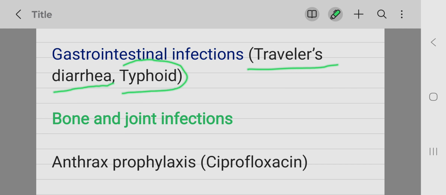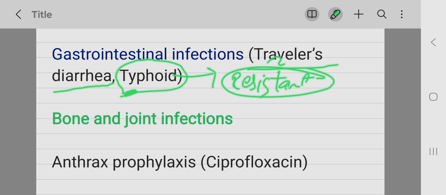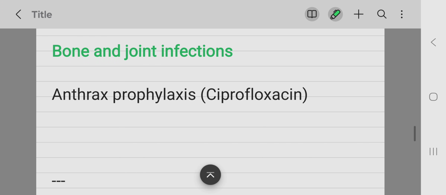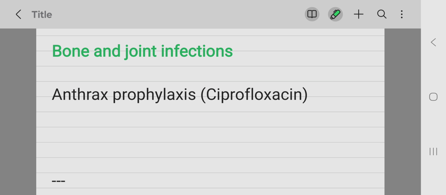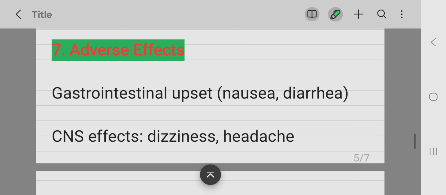and typhoid can also be treated by using quinolones. Typhoid is now resistant to these drugs because these drugs are very widely used and therefore resistance is developing. Bone and joint infections and anthrax prophylaxis are also indications for fluoroquinolone therapy.